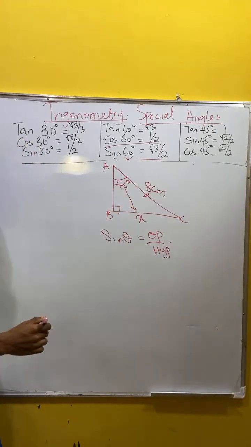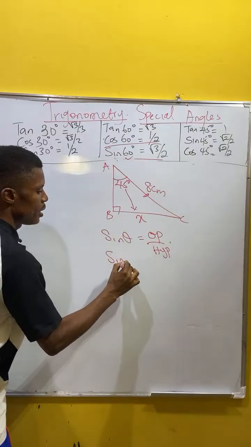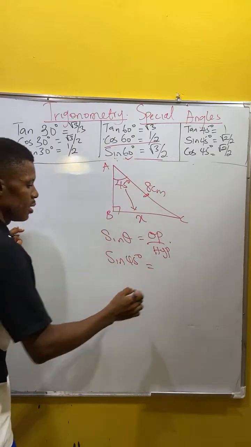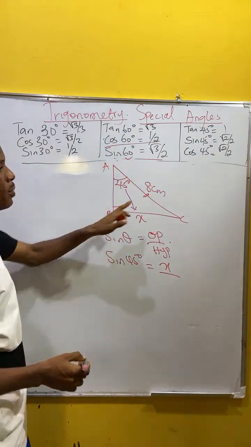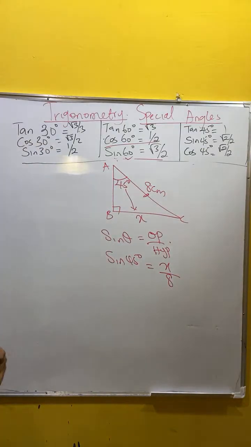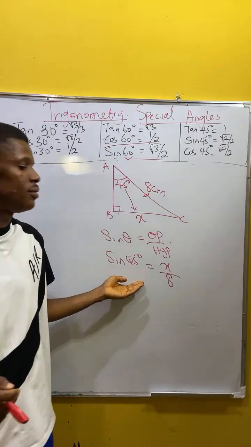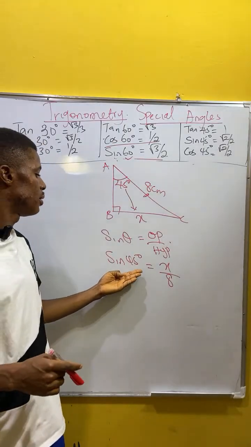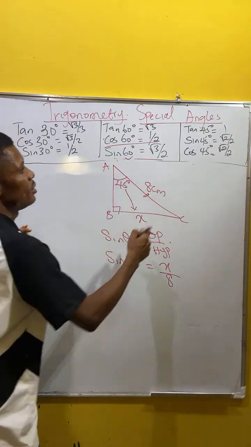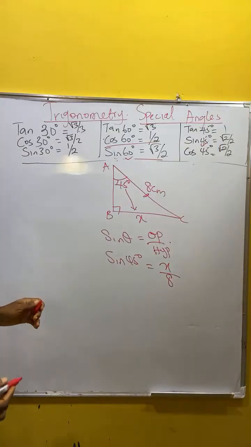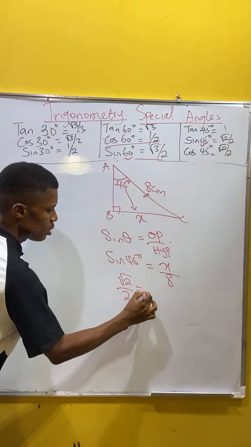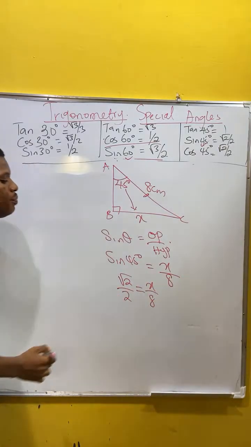Since you have this, we have sine 45 degrees is equal to opposite, which is x, over hypotenuse, which is 8. So all you have to do now is plug in the value for 45 degrees. The value of sine 45 degrees is root 2 over 2. So you put it as root 2 over 2 is equal to x over 8.